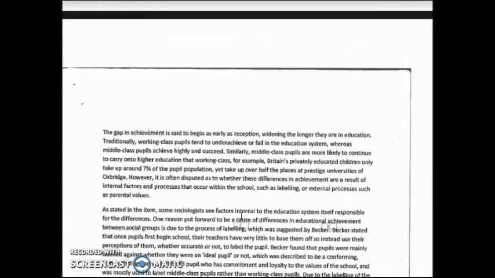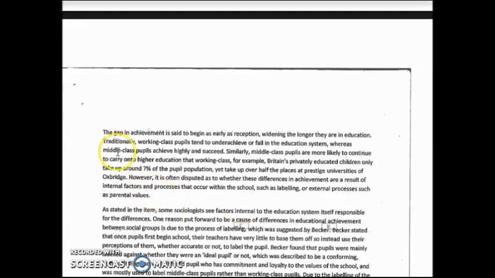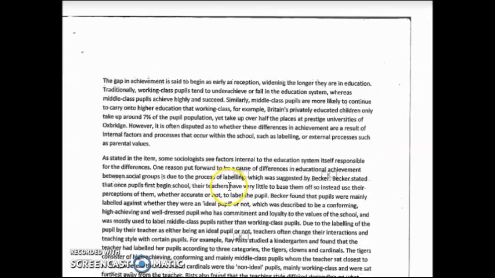Okay. So let's start off with the introduction. I'll just go through one paragraph as well. So basically she contextualizes it. So she starts off by saying that the gap in achievement starts as early as reception, widening the longer they're in education. Traditionally, working class pupils tend to underachieve, whereas middle class pupils achieve highly and succeed, so clear application to the question. Similarly, middle class pupils are more likely to continue to higher education, and so on. And then she says about even up to the prestigious universities such as Oxbridge.